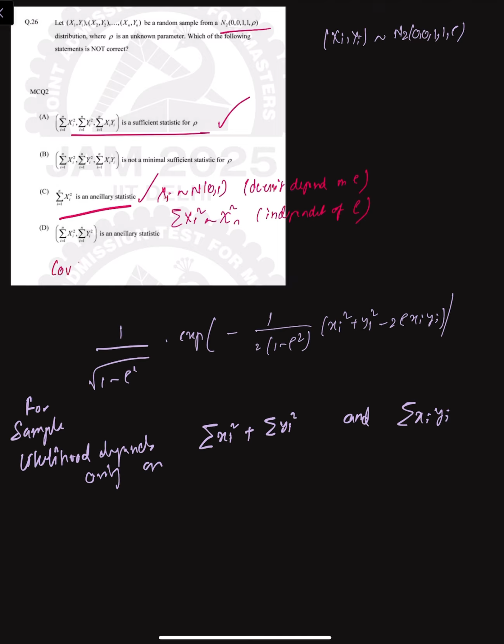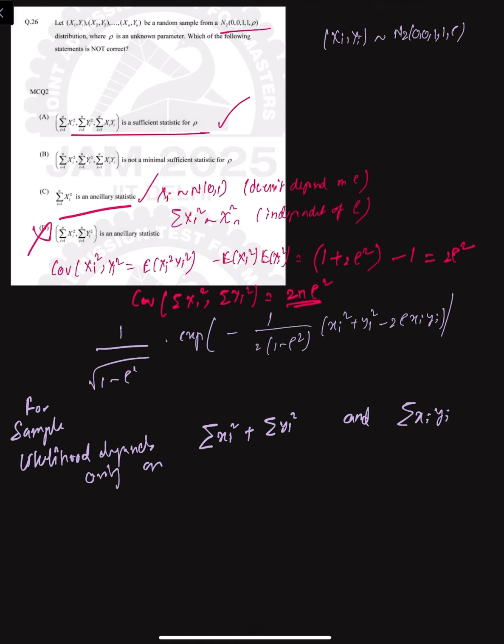For example, if we consider the covariance of xi square and yi square, that is expectation of xi square yi square minus expectation of xi square into expectation of yi square, which is nothing but 1 plus 2 rho square minus 1, which is 2 times rho square. So the covariance of summation xi square comma summation yi square is 2n rho square. That means it is not an ancillary statistic. So statement D is wrong.